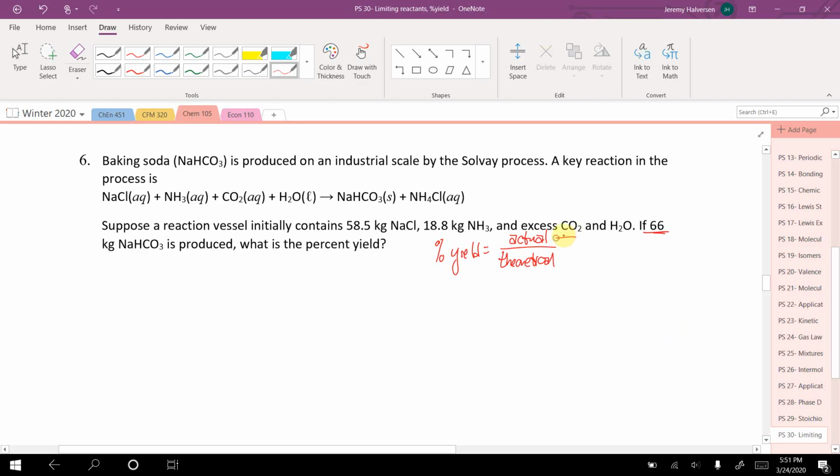So we have the actual for our percent yield. We need the theoretical, which is mathematically how much we could make. We're trying to figure out, based on what they give us, how much NaHCO3 we could make. The problem gives us amounts of 2 reactants, so one of them is going to be limiting. We have to run the math with both to see which one makes less of the product we care about. So we're going to go ahead and do that.